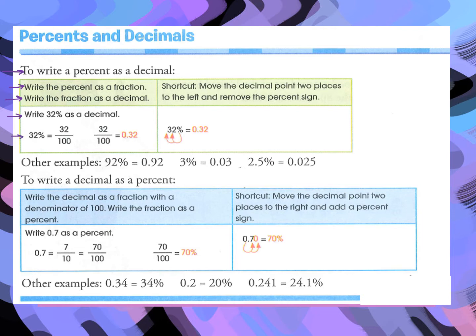We have 32%, which equals 32 per 100. This reads 32 hundredths, which can be written 0.32, 32 hundredths, as a decimal. A shortcut could be move the decimal point 2 places to the left and remove the percent sign.